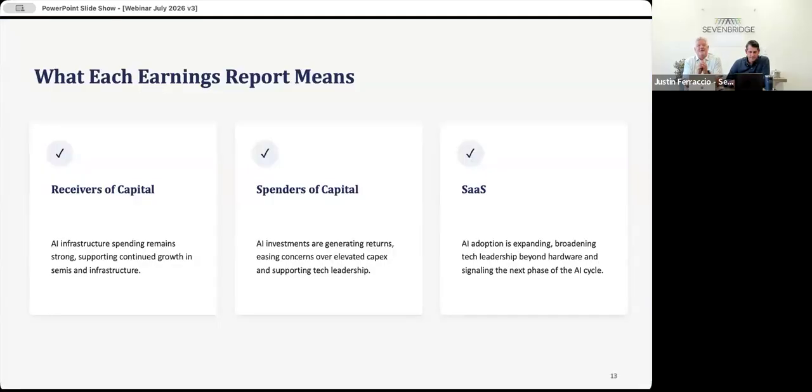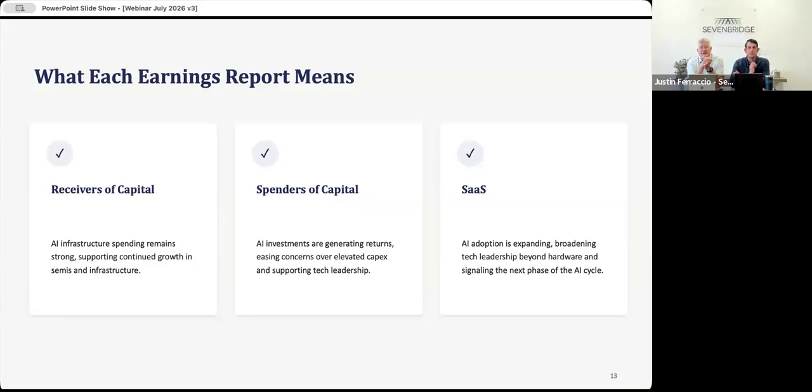Earnings report. So we have a bunch of earnings. We're not showing the calendar, but this is kind of an example of, I'd say, things working out. The receivers of capital, their spending remains strong, supports continued growth. That's the good side. The bad side would be that the spending growth that they're receiving slows down.